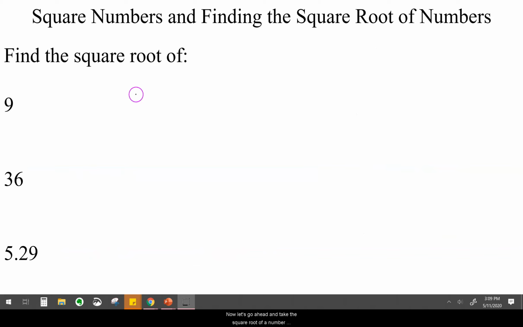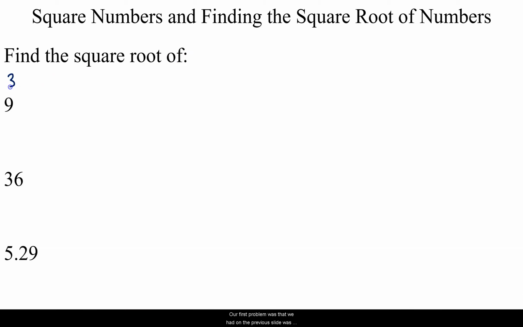Now let's go ahead and take the square root of a number. This is the opposite process of squaring a number. So if you'll recall, our first problem that we had on the previous slide was 3 squared. So we said that is 3 times 3, or 9. So now we want to go the opposite way. So the square root of the number 9 should be 3. And let's take a look at how we do this.